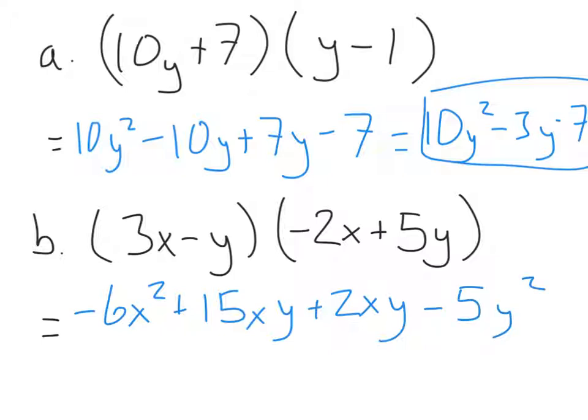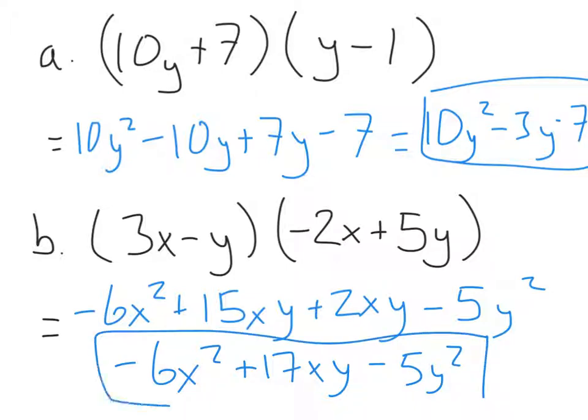And then we have minus y times plus 5y, that'll be a negative 5y squared. Okay, our like terms are right here in the middle, 15xy and 2xy. 15 plus 2 is 17, so we get 17xy. So our final answer, minus 6x squared plus 17xy minus 5y squared. That is our final answer.